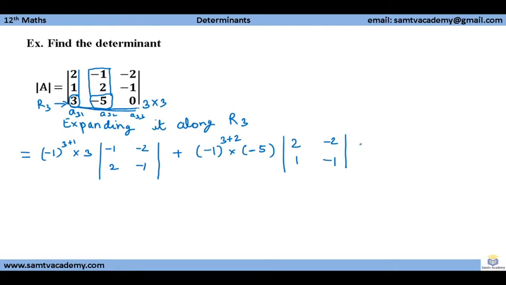I will write for 0 here also, because to understand, this is the first time I am solving, that's why. (-1)^(3+3), what is the location? 3 plus 3. And what is the value? Multiplied by 0. And we will see what will be the determinant for this. If we are taking this element, this row is left and this column is left out. So we are left with 2, -1, 1, 2. Now we will solve this.